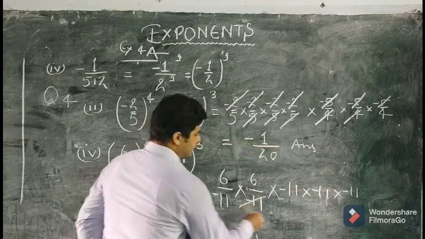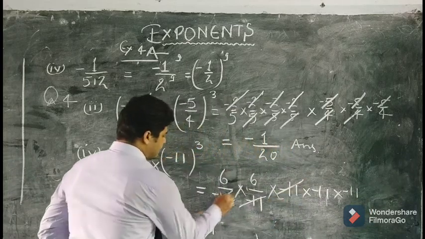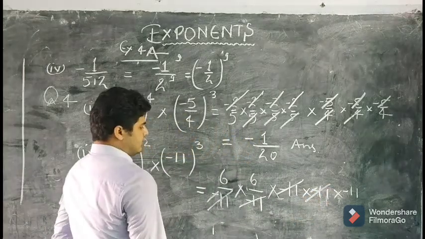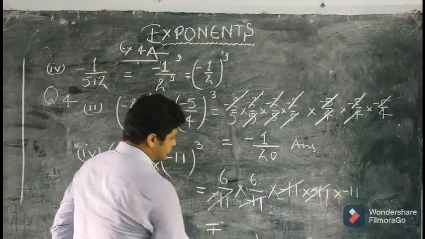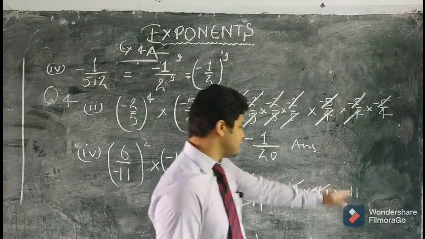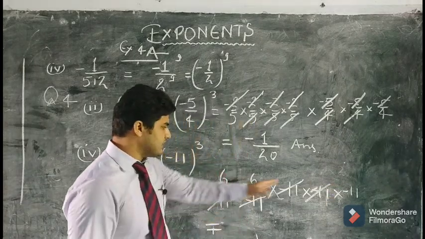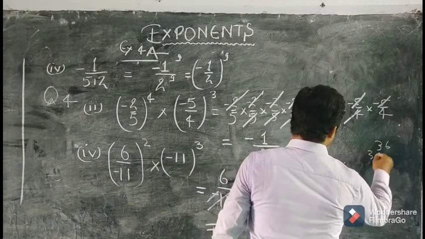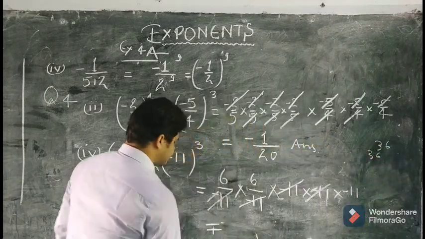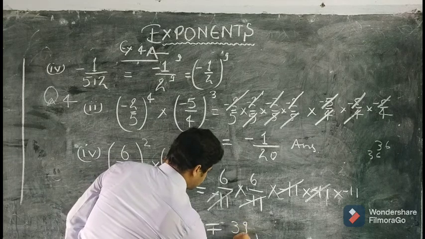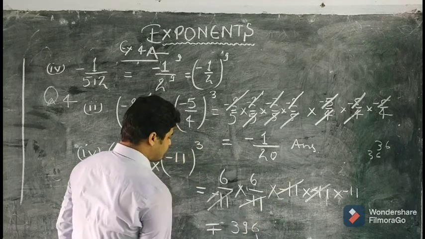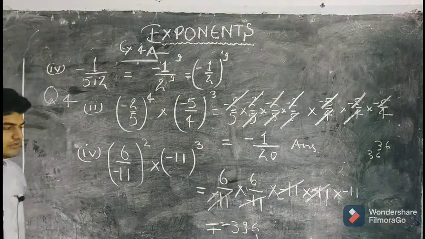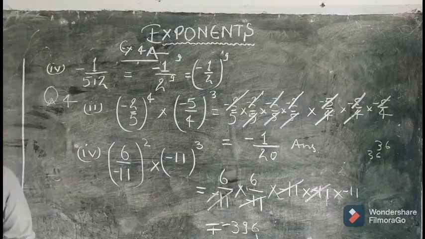With minus 11, one of the minus 11 gets cancelled, another minus 11 will cancel the other. So what is left behind is 6 into 6 into minus 11. So 6 6s are 36, 36 into 11 is 396, and there is a negative sign, so minus of 396.